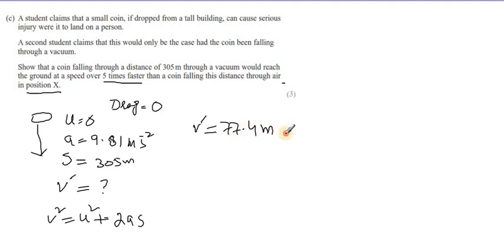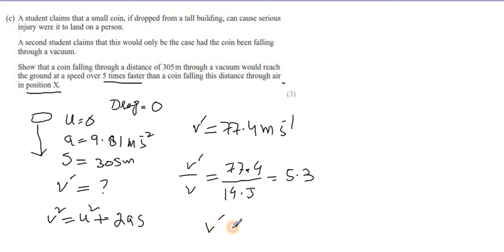If you use this, you can find that v dash is equal to 77.4 meter second inverse, and because you need to compare, that means v dash divided by v, which is equal to 77.4 divided by, this is the velocity through air, which you have already calculated 14.5, and if you divide you can have 5.3, the ratio between these two velocity. So v dash is in fact approximately 5 times of v.